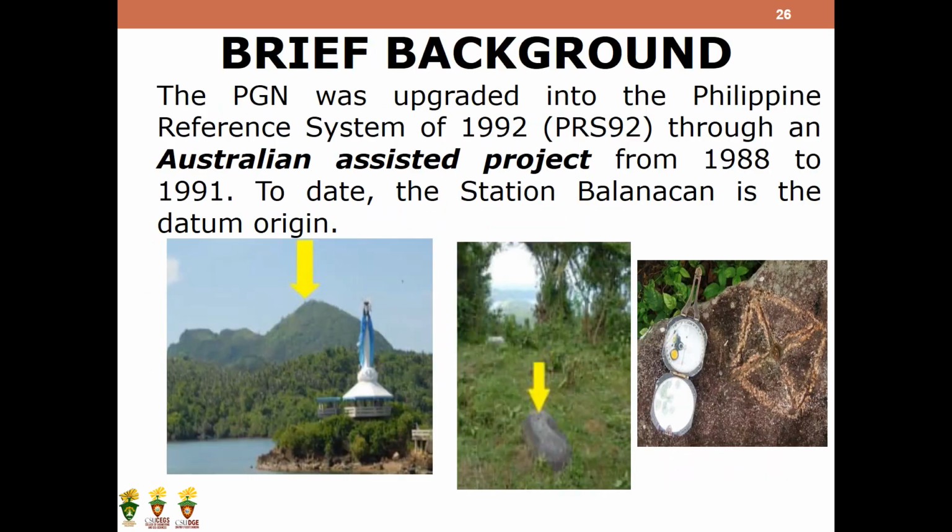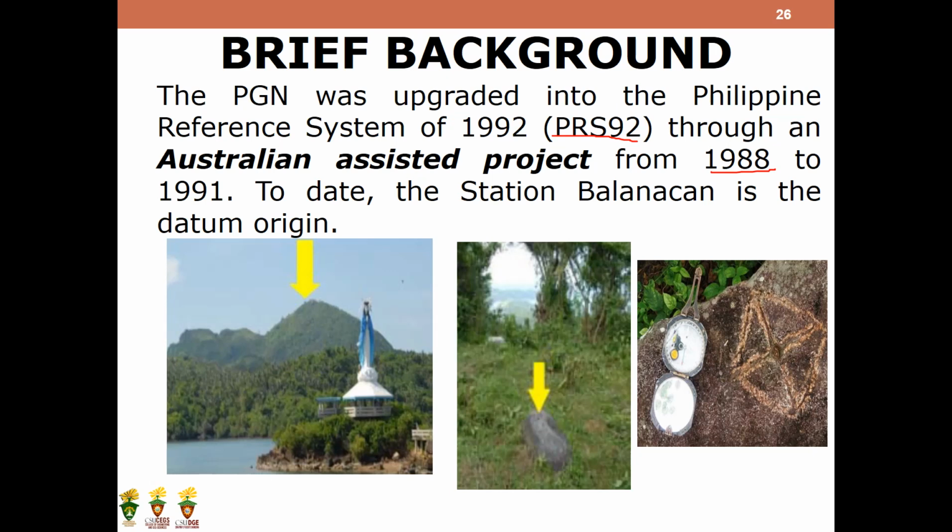The PGN was upgraded into Philippine Reference System of 1992, or widely known as the PRS 92, through an Australian-assisted project from 1988 to 1991. And to date, the Station Balanacan is still the datum origin.